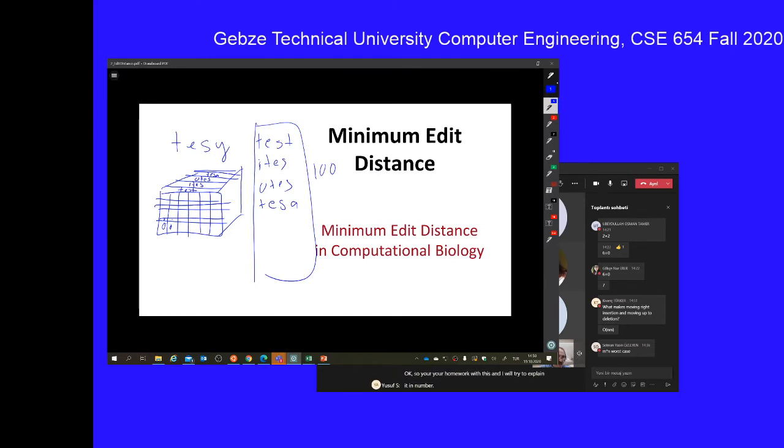Okay, it looks like I am out of 50 minutes. Let's take 10 minutes of break, and after the break we will continue. Any questions about the minimum edit distance? No question. Okay, let's be here at 15:01.